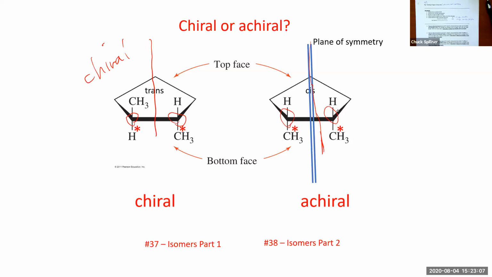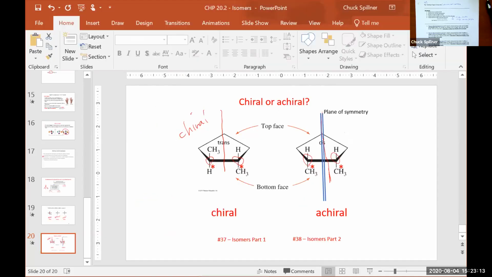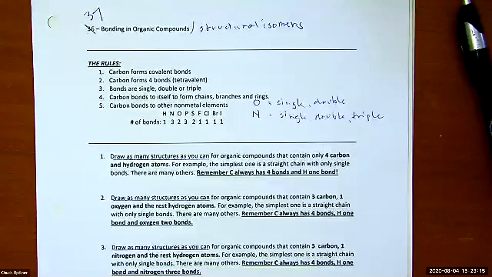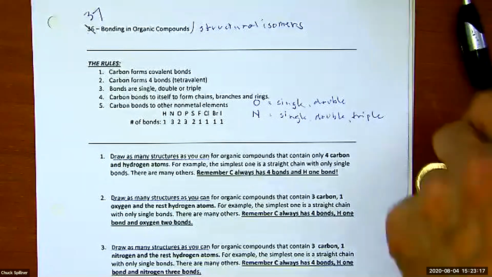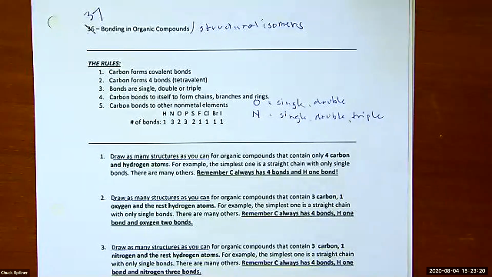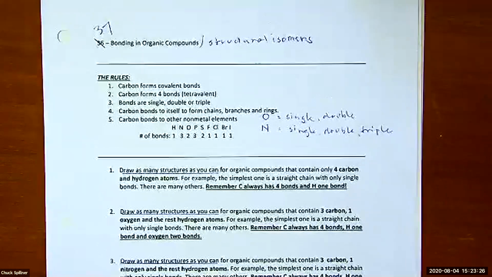Okay, so that's the end of the lecture. So I'll stop the share, and we'll go straight to this worksheet. The first worksheet, 37, is about structural isomers. So I have that written there. And the second worksheet is about stereoisomers.